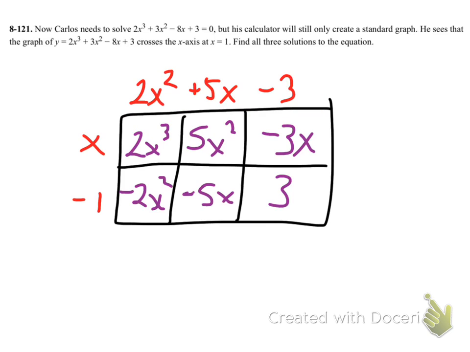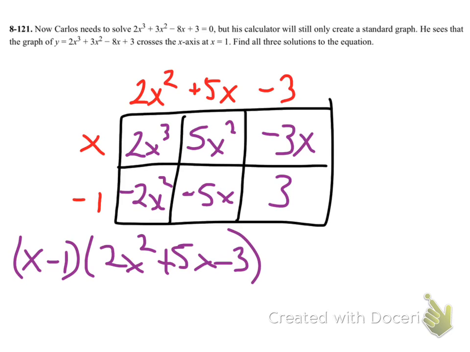So now my factors are x minus 1 times 2x squared plus 5x minus 3. Those are my factors that equal the polynomial 2x cubed plus 3x squared minus 8x plus 3. So what I want to do is figure out when this equals 0. Zero product property: x minus 1 equals 0, and that's easy enough to solve. That's the 1, and that's actually the one we started with.